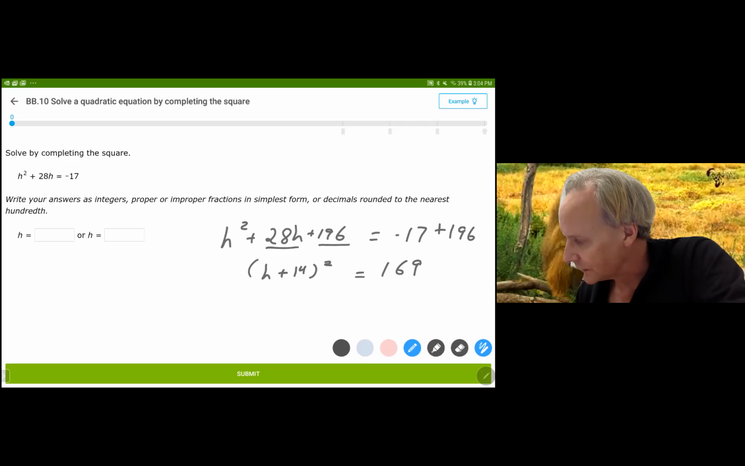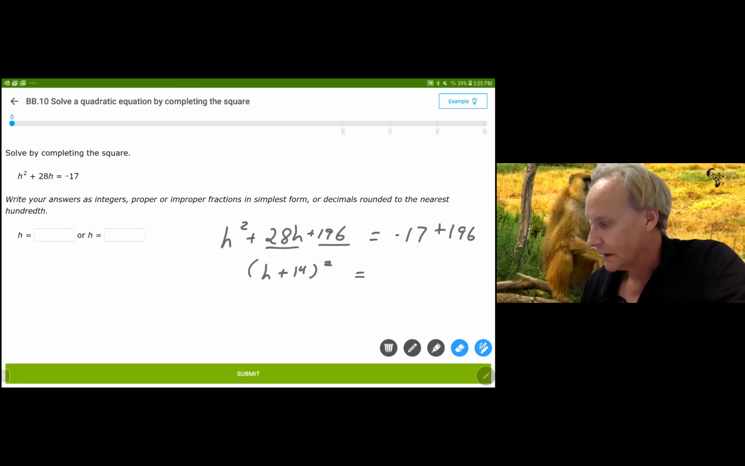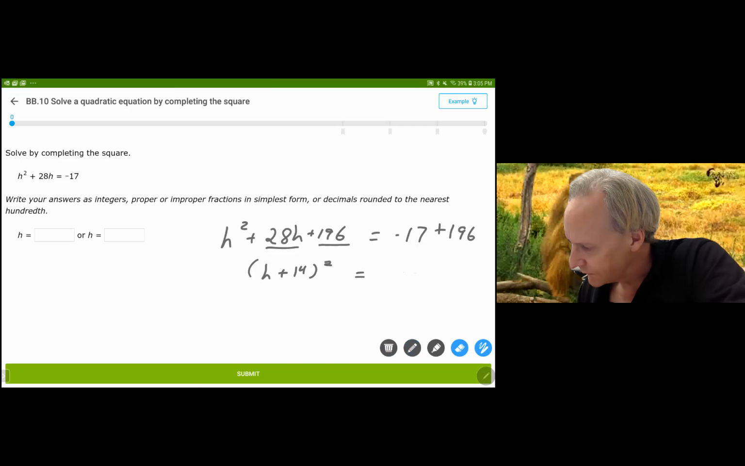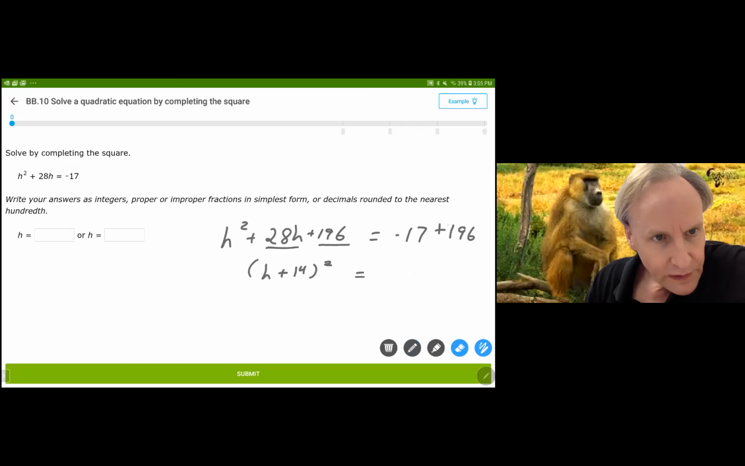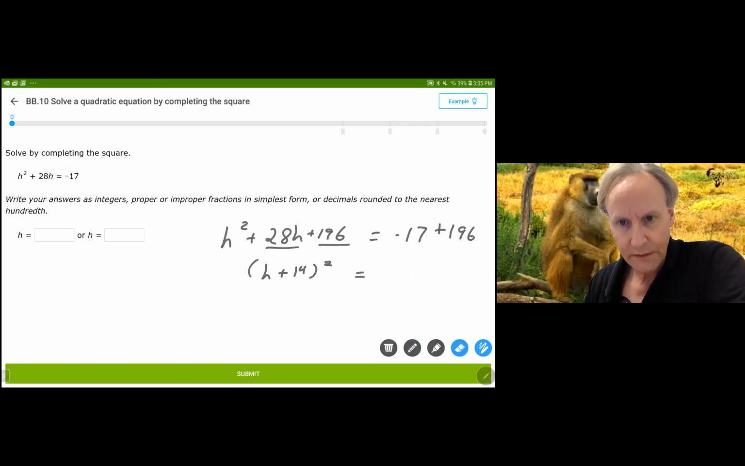No, that's not right. Is it? No, it isn't. I was thinking that it's going to work out nice. If I add 17, it's 179? That's weird. I think I got a problem here. Let's see. It is negative 17, right? Okay. And if I take off 17, I get 179, which, that's odd.